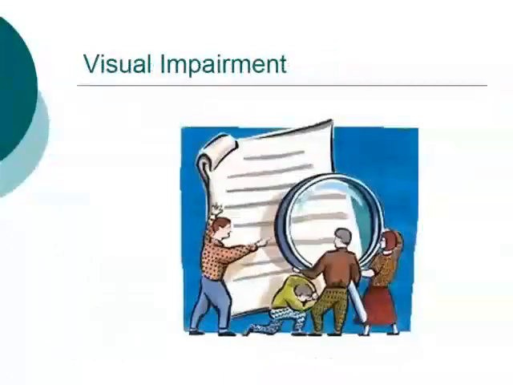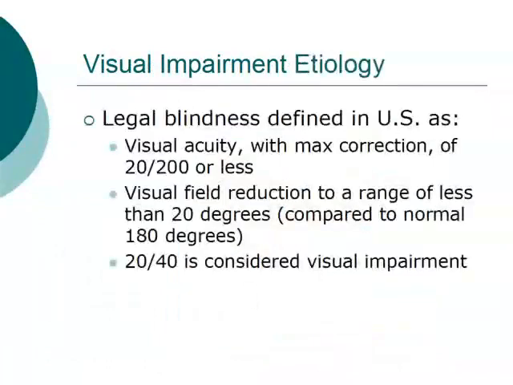The last part of this particular lecture is going to talk about visual impairments, and this is where we're going to look at patients that actually have issues of blindness or severe visual impairment. Legally, being blind is defined in the United States as having a visual acuity with maximum correction of 20/200 or less. So that means that their best corrected visual acuity is less than that. That would be with glasses on, contacts in, those types of things.